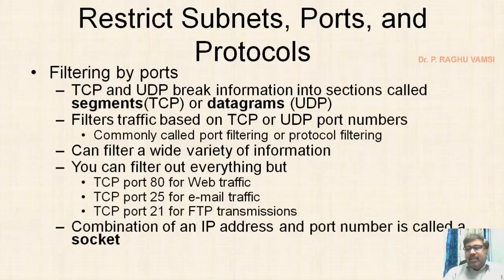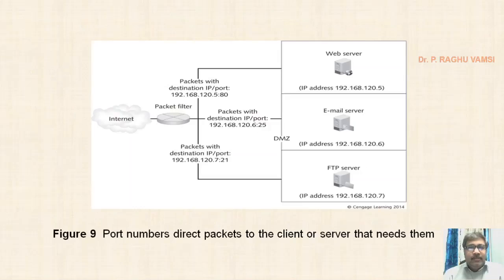The combination of IP addresses and port numbers is also called a socket, and you may also give this socket information to filter the traffic via policies. So this is a simple example, a demonstration of which port and which socket need to be allowed and which socket need to be filtered within the DMZ.